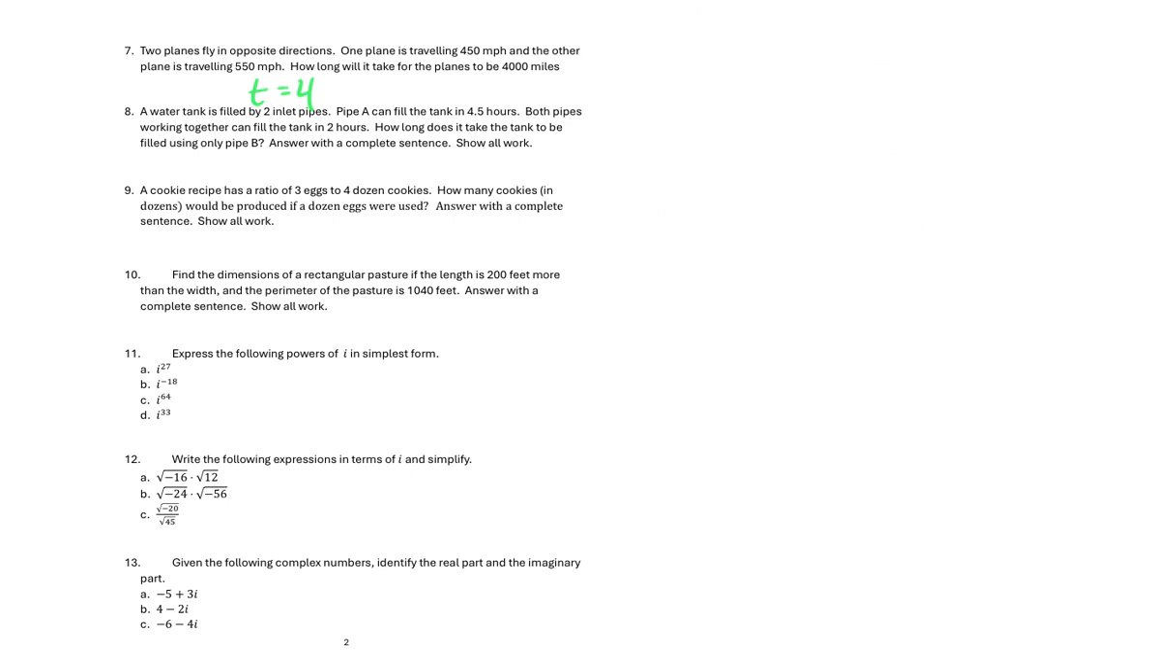Okay, so a water tank is filled by 2 inlet pipes. Pipe A can fill the tank in 4.5 hours. Both pipes working together can fill the tank in 2 hours. How long does it take for the tank to be filled by only using pipe B? Okay, so how we're going to set up this equation is we're going to have kind of the rate at which these pipes fill up the tank individually and then added together.